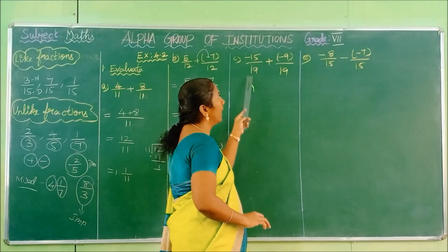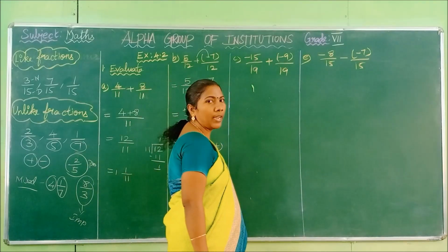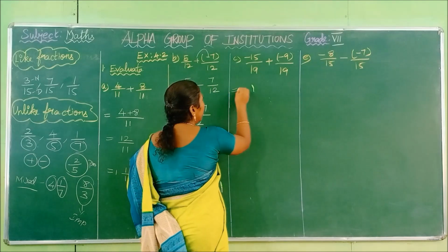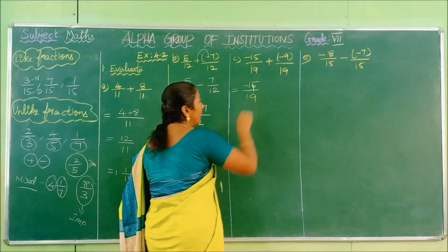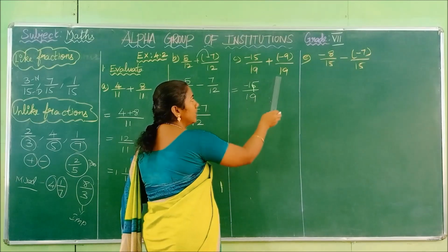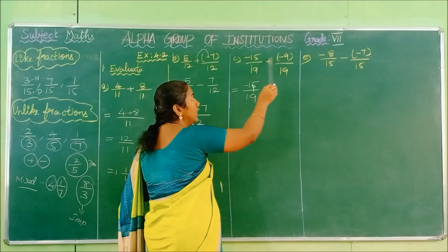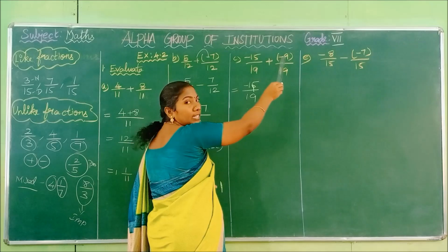Minus 15 by 19 plus minus 9 by 19. First write the first number, minus 15 by 19. How do you write this rational number? By multiplying the symbol outside and inside the bracket.